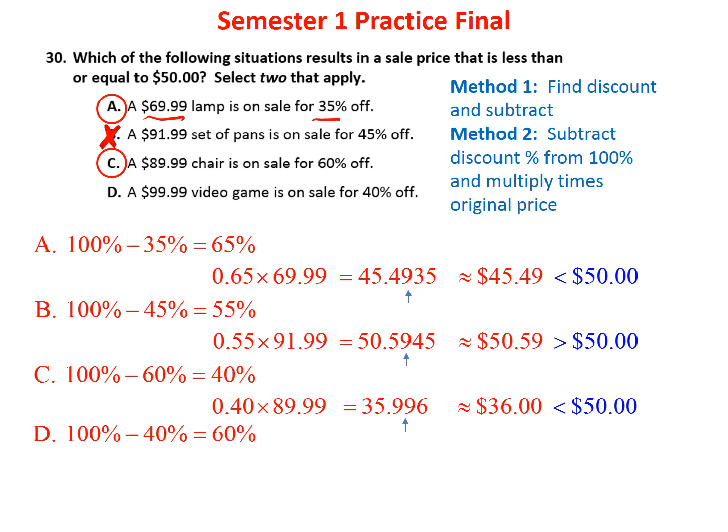Finally, D, we get 40% off. 100% minus 40% is 60%. So we're paying 60% of $99.99. That's $59.994. If we round off to the nearest cent, next to the right is a 4. That's less than 5, so we don't round up. So that's $59.99, and that's greater than 50. So that one is not an acceptable answer. So the answer for 30 is A and C.